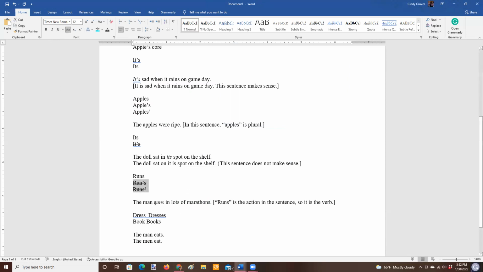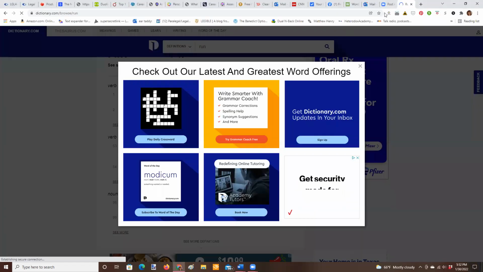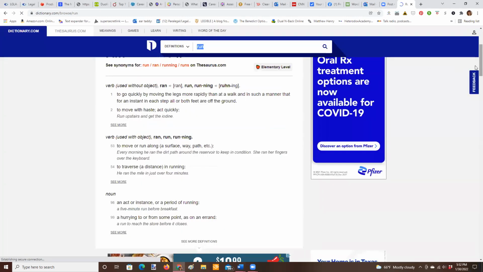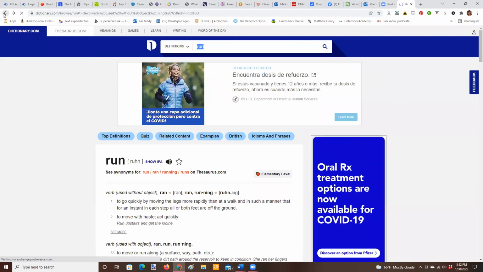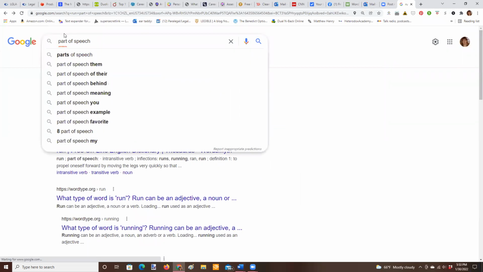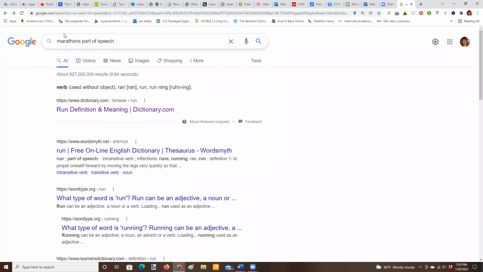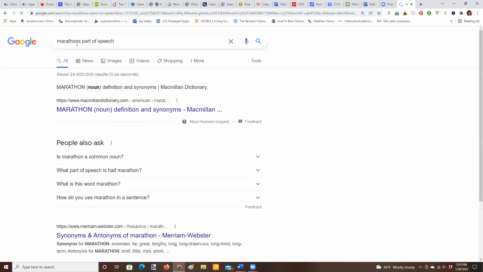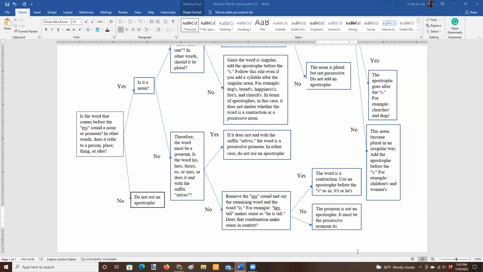Okay. So now we're going to evaluate not runs, but the word marathons. Okay, so we are going to Google marathons, part of speech. And if for some reason it doesn't pop up, just remove the S from it and see if it then looks up here. Now we can see it's a noun. Okay, so that's good. We know it's a noun, so we know the answer to this question is yes.